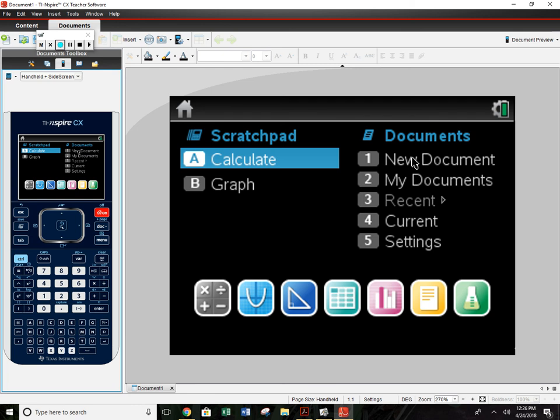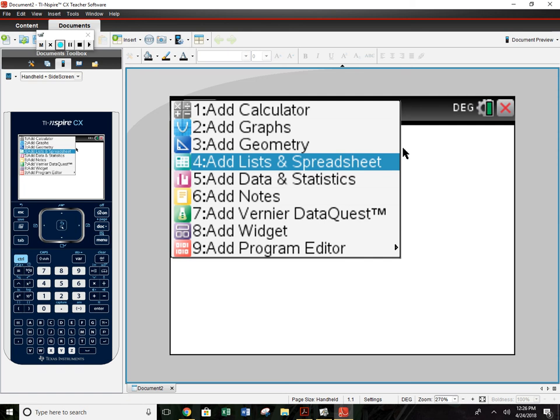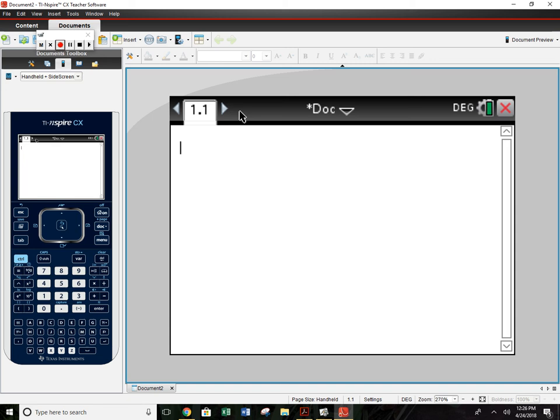Hit 1, new document. Always, whenever you get a calculator, always start a new document. Do not save any changes. Don't save anything. Start fresh. Add a calculator. So we got page 1 of file 1.